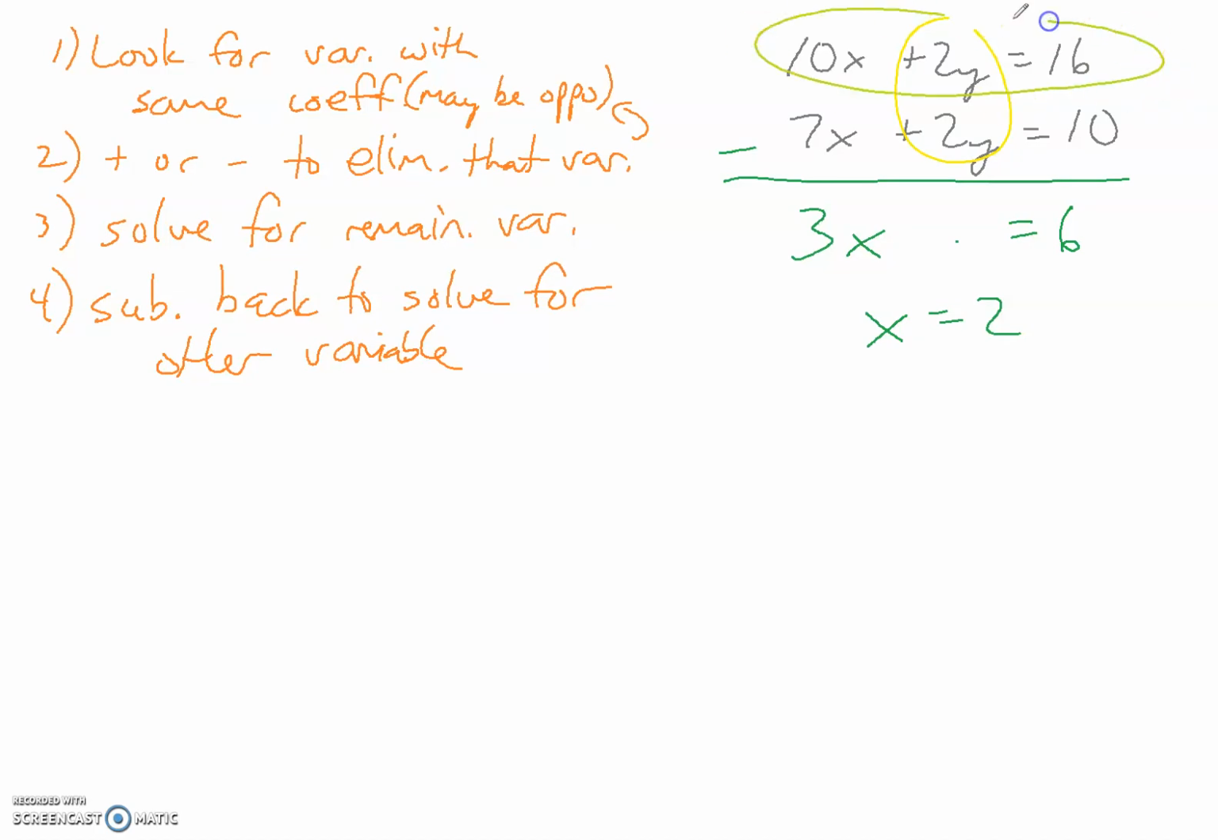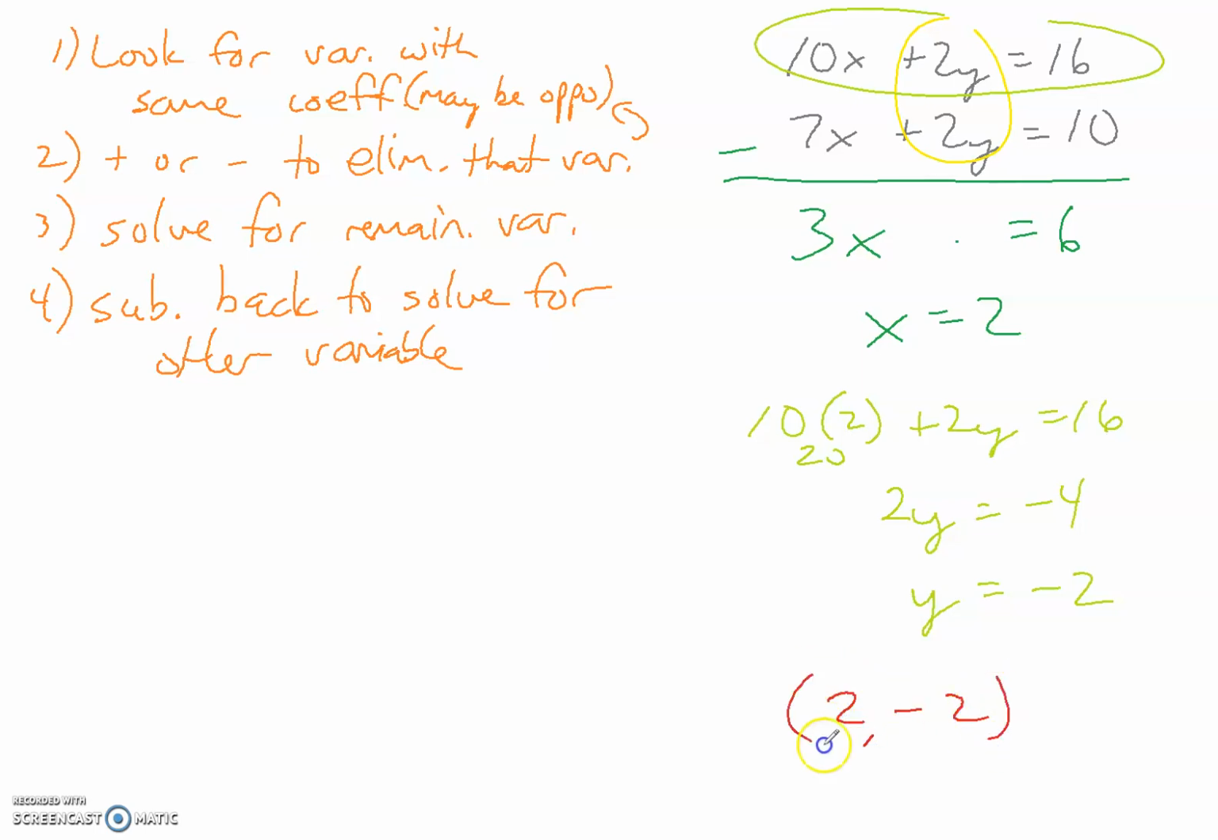I'll use the top one this time. So 10 times 2 plus 2y is equal to 16. So that's 20, of course. So I'll subtract 20 from both sides. So 2y is going to be equal to negative 4, and then y is then going to be equal to negative 2. So the answer for this one would be 2 and negative 2. There's my 2, and there's my negative 2.